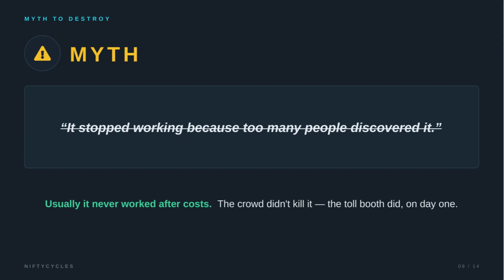Which brings us to the myth that needs to die today. The strategy stopped working because too many people discovered it. You'll hear this everywhere. It's the trader's favorite obituary, because it makes the market the villain. The truth? Usually, the strategy never worked after costs. Not on day one. The crowd didn't kill it. The toll booth did, quietly, from the very first trade. Real crowding does exist, for billion-dollar funds fighting over the same fills. At our size, check the boring explanation first.